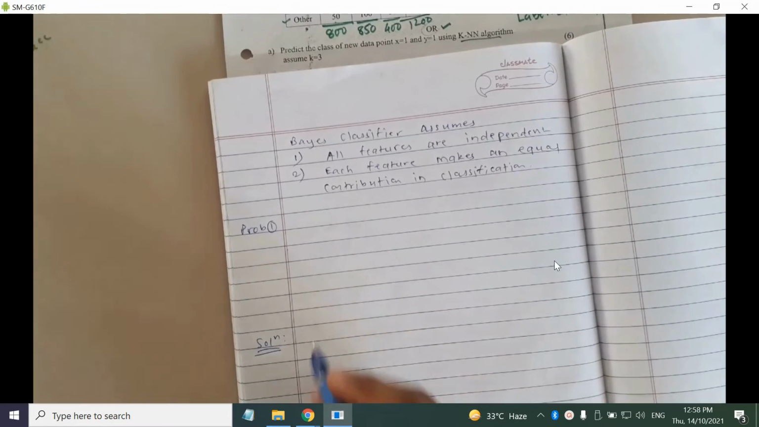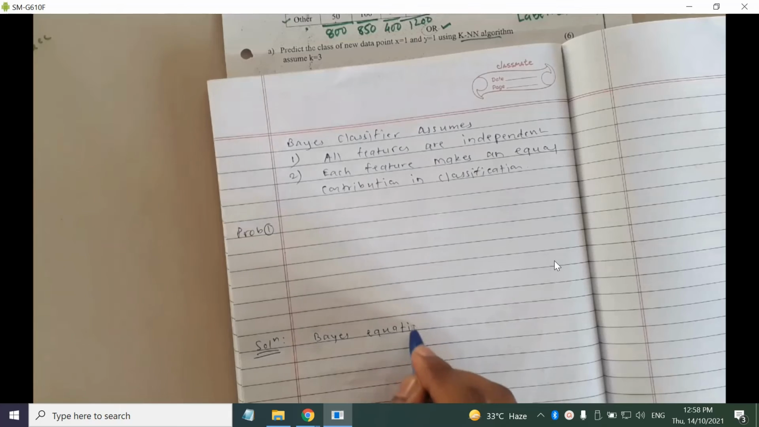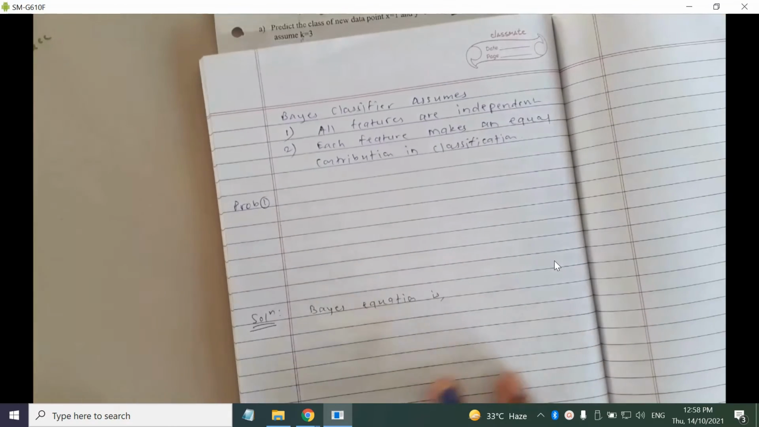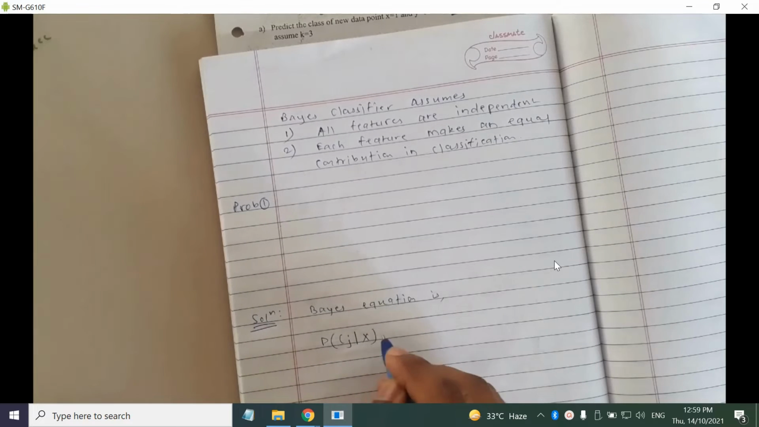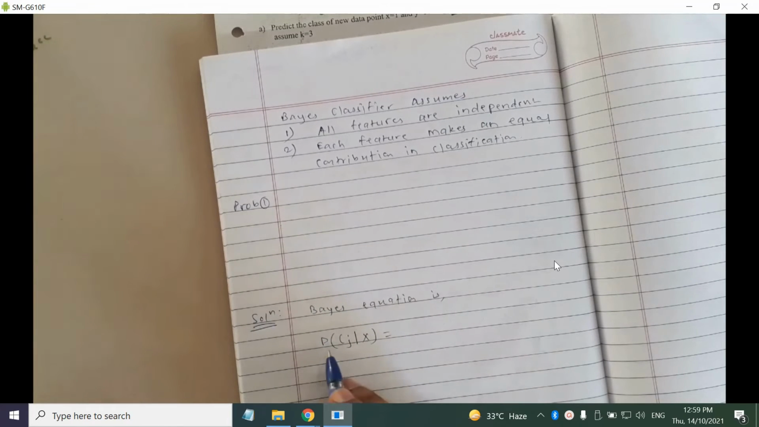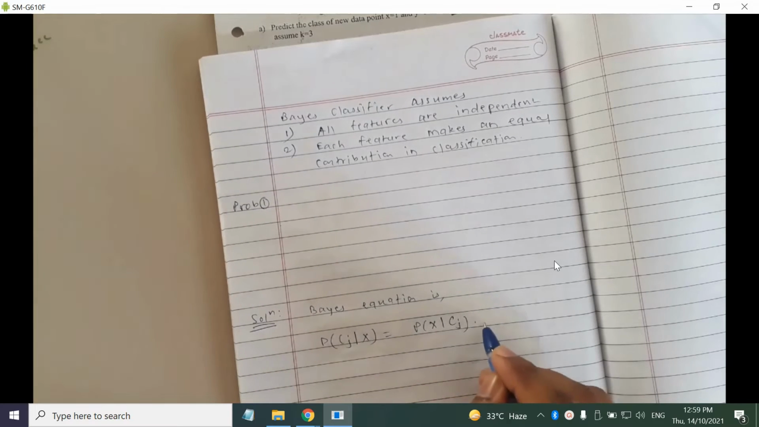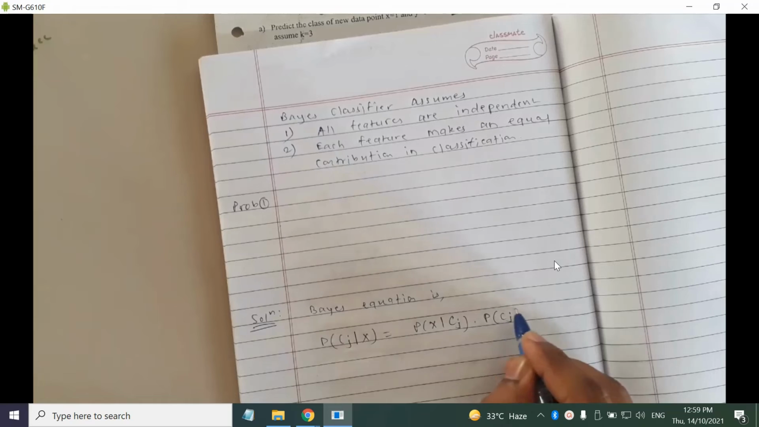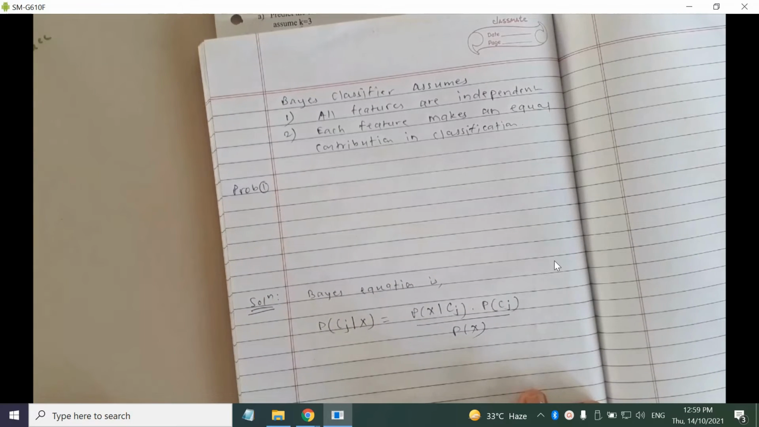So we know that the Bayes equation is, so you have to write this theory also. This is also required. So no need to remember the equation if you know that example. So probability of x given Cj into probability of Cj divided by probability of x, right?